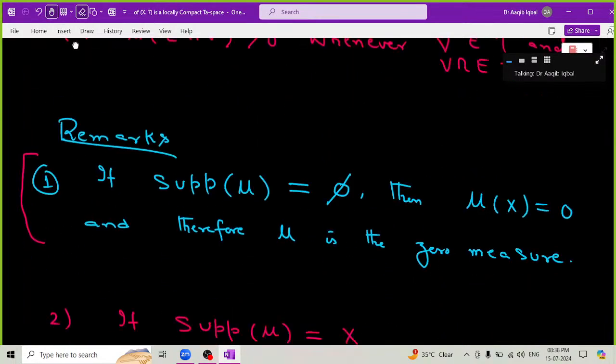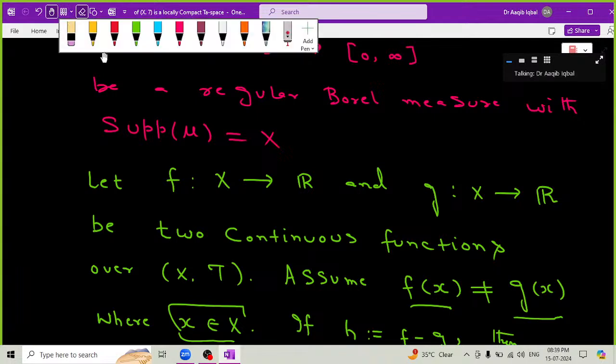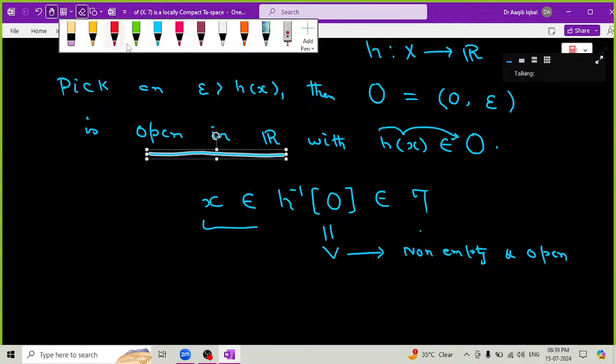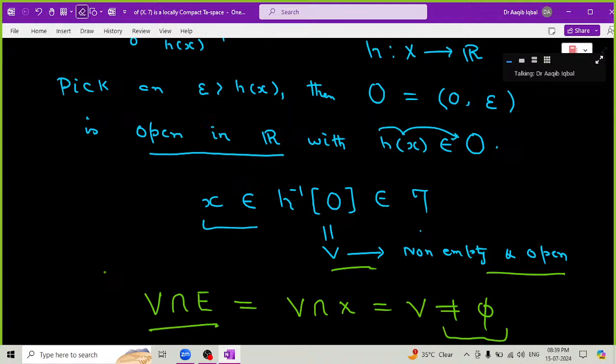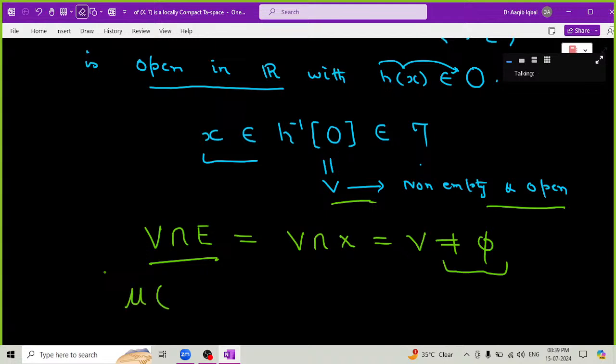And what is my support in this case? We are assuming that the support is X. So in this case, the E that you see in the theorem above is actually X. So E in this case is X. Now clearly, if you take a look at V intersected with E, where E is the support of mu, since in this case the support is X, this will be V intersected with X, and V intersected with X is V. V is non-empty, so this is not phi. So V is non-empty and has a non-empty intersection with the support. That means mu of V will be positive.